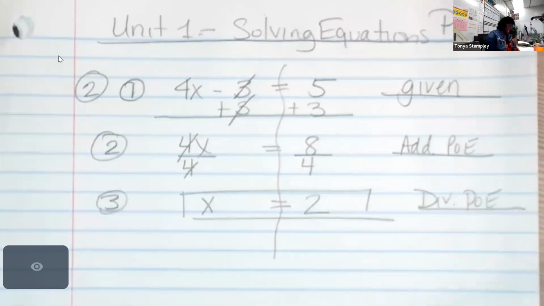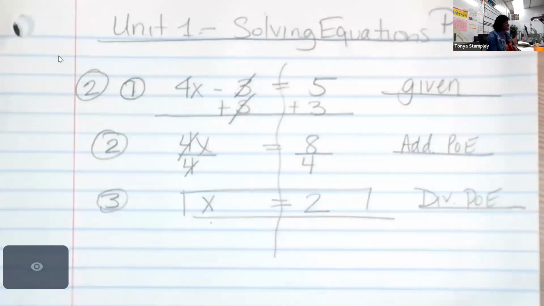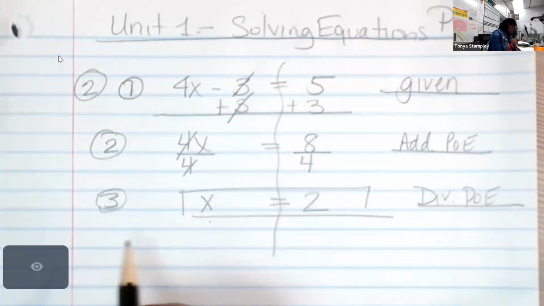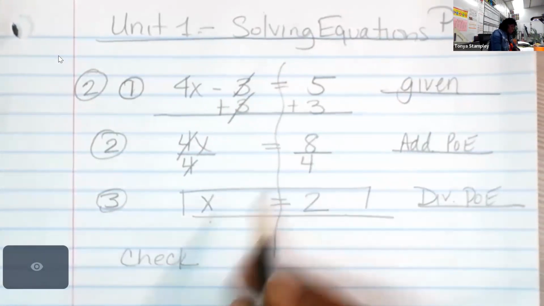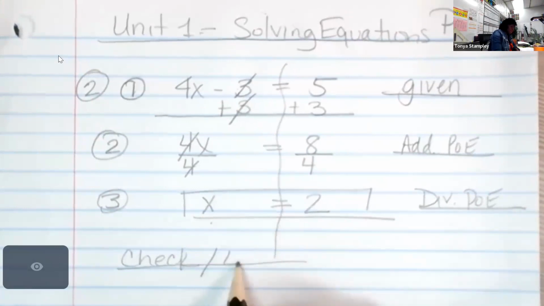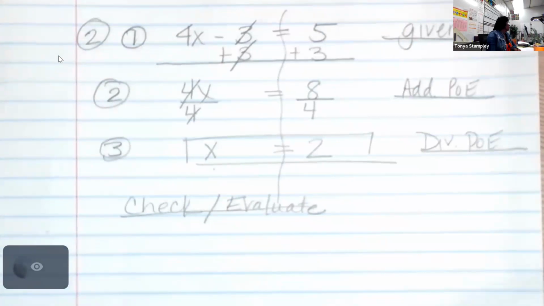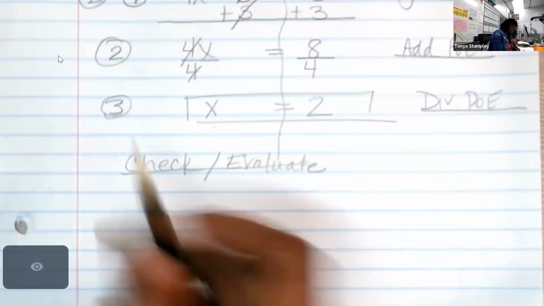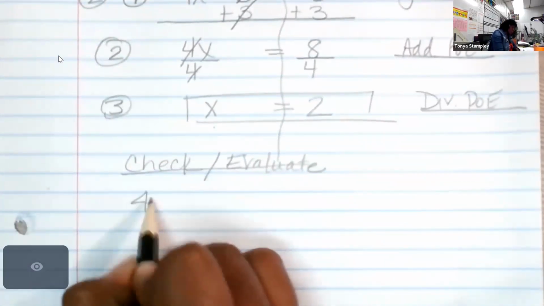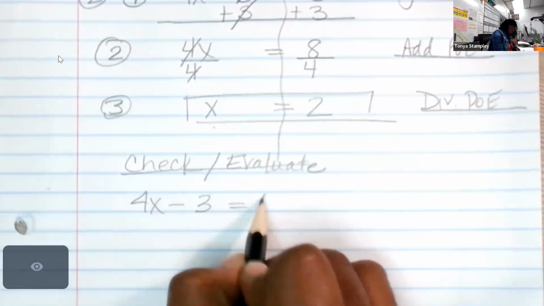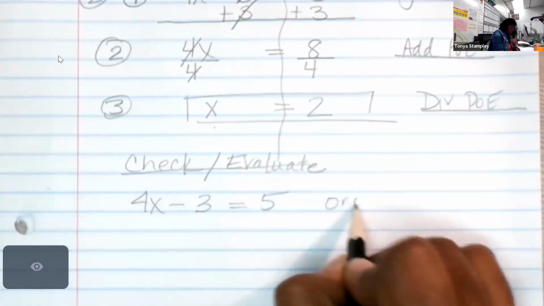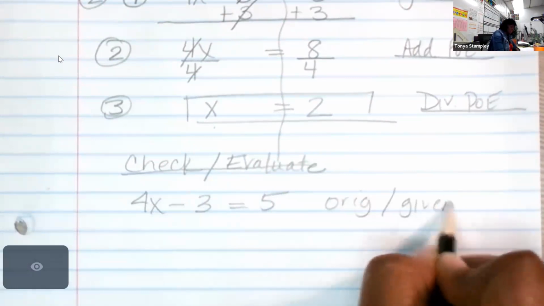All right, so I want to check it. X equals 2. What is that? It's the solution. And solution is the value that makes the sentence what? True. So let's go check and see if it makes it true. When I'm checking, am I solving? What am I doing? I'm evaluating by plugging it in. Very good. I'm evaluating. What do we call that process of plugging something in? Substitution. All right, so I'm going to start with the original problem, which is 4x minus 3 equals 5. This is the original problem, or what was given.